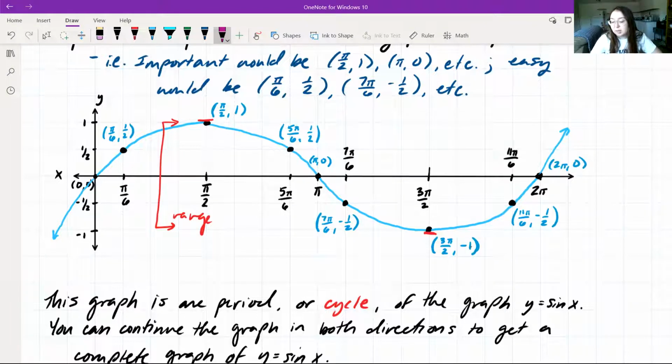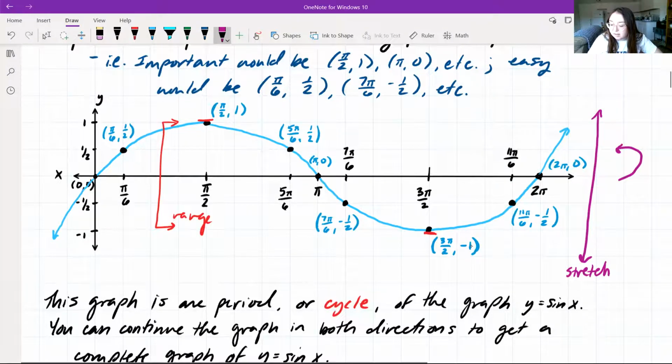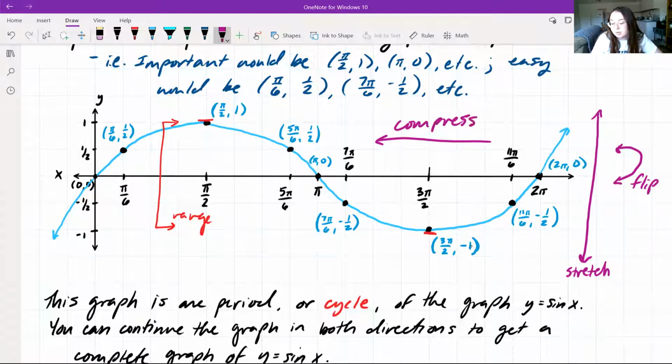So in our problem, we're stretching, we'll go like this to indicate that we need to flip, and then we are compressing. So these are the 3 things we're doing in our problem. We're flipping our graph because it's negative, we're stretching it vertically, and we're compressing it horizontally by a factor of 1/2.